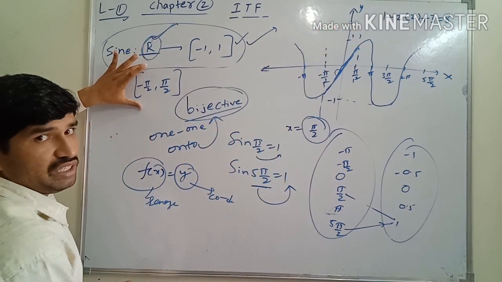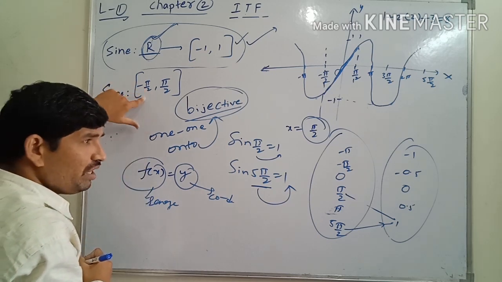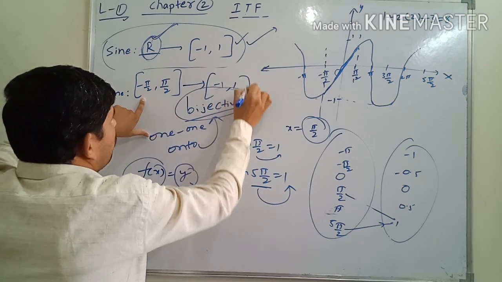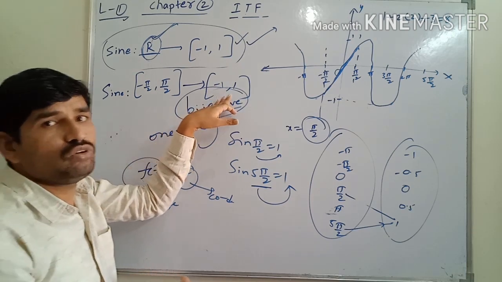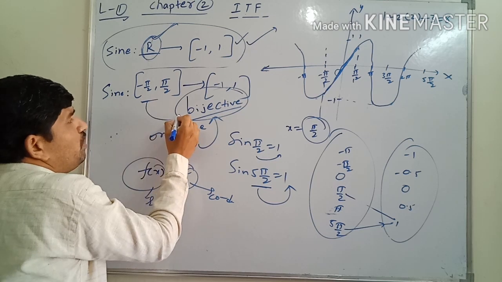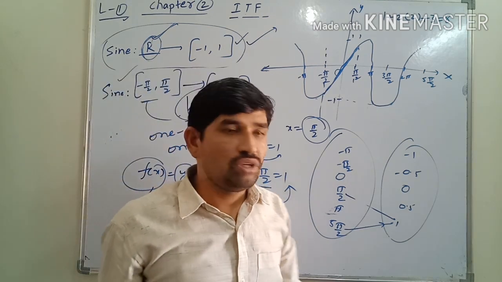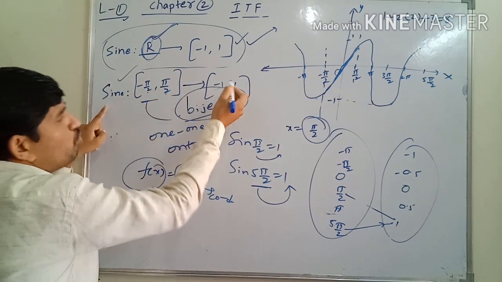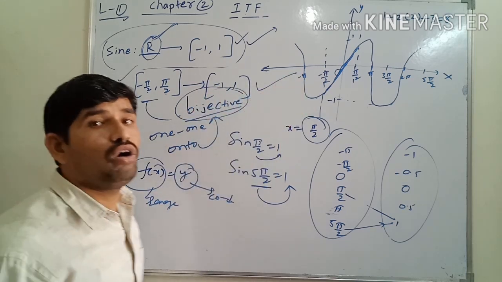Now I am taking this as the domain for the sine function we are going to define. By substituting the values, again we get minus 1 to 1. This is the range. If we substitute all the values, again we get minus 1 to 1. So in the interval minus pi by 2 to pi by 2, the sine function is onto also. So sine is from minus pi by 2 to pi by 2 to the codomain, with range minus 1 to 1. The sine function is 1-1 and onto also.